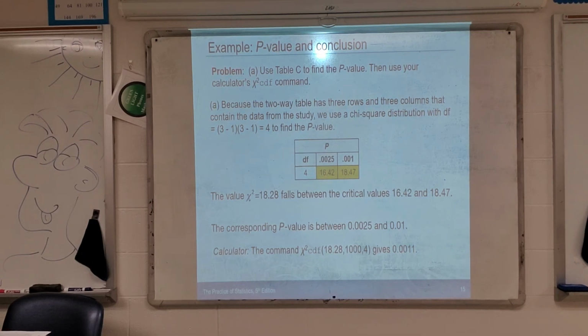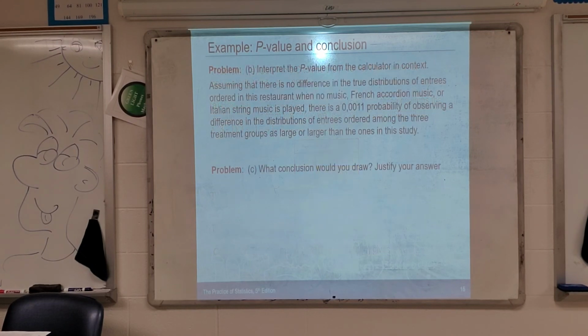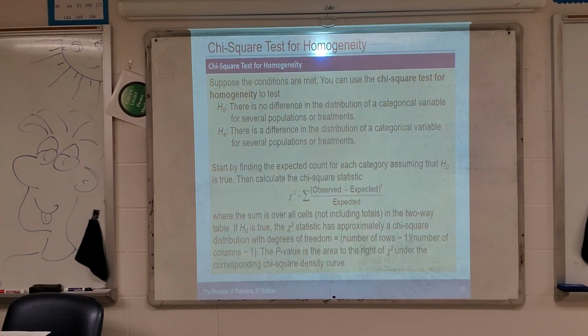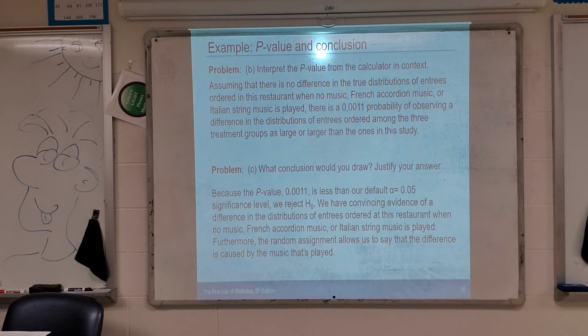It's even less than 0.01, even if our significance level is 0.01. But by default, we use 0.05 as our significance level. All right, questions on that?